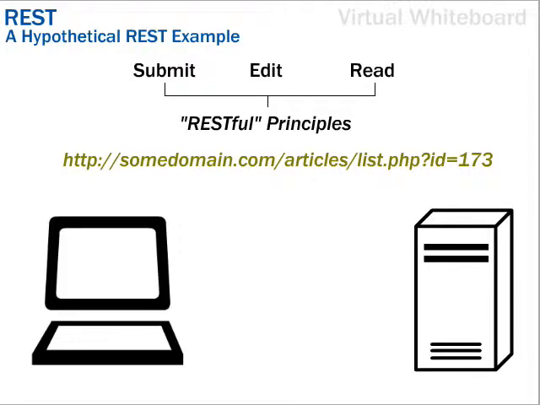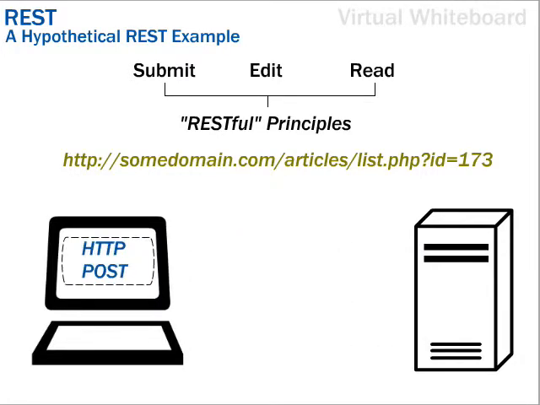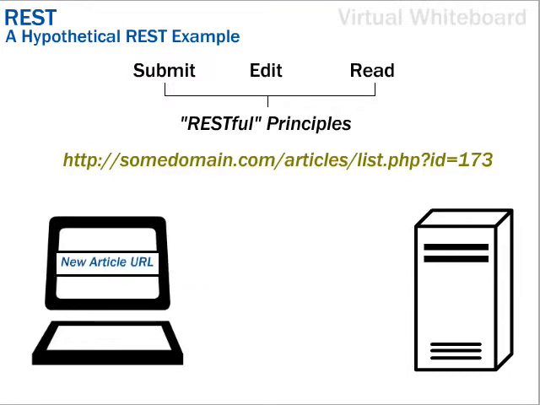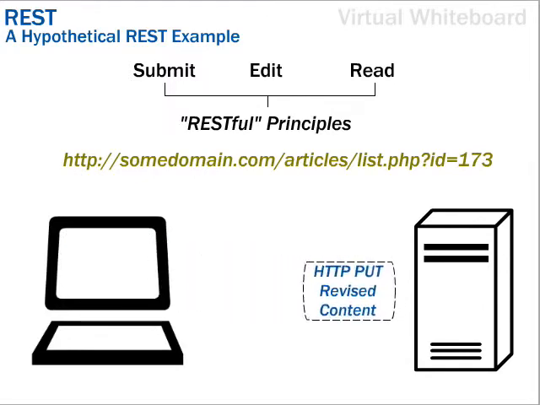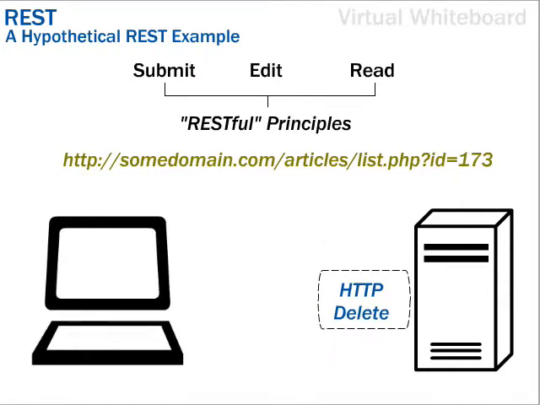To retrieve an article to read or edit, our client application would simply use an HTTP GET request to the URL of the article in question. To upload a new article, a POST request would be used containing information about the article. The server would respond with the URL of the newly uploaded article. To upload an edited article, a PUT request would be used containing the revised content. HTTP DELETE would be employed to delete a particular article.